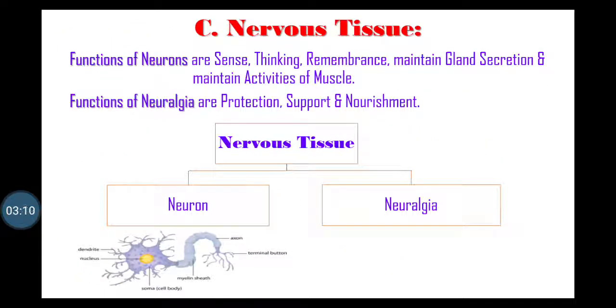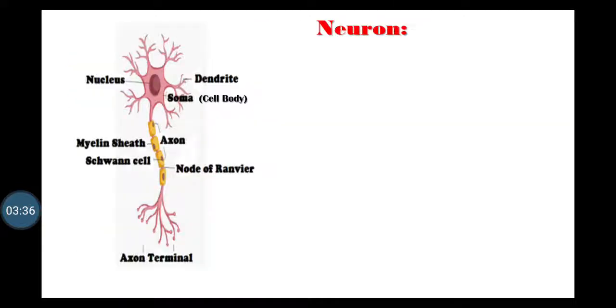Next type of tissue, nervous tissue. Nervous tissue is of two types, such as neurons and neuroglia. Functions of neurons are sense, thinking, remembrance, maintaining gland secretion and maintaining the activity of muscle, whereas the functions of neuroglia are protection, support and nourishment. So let's start with the neurons.